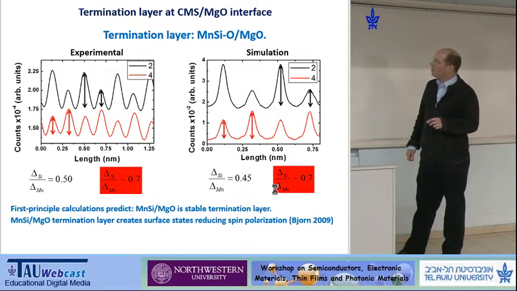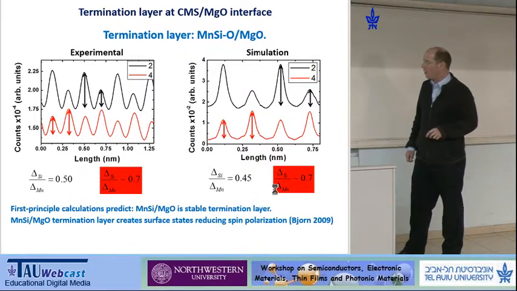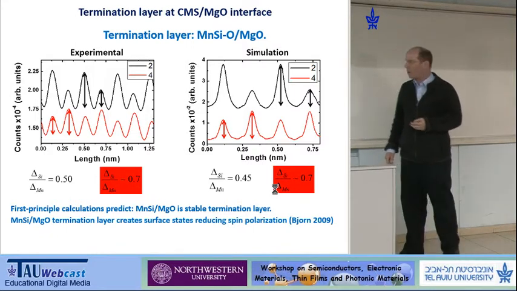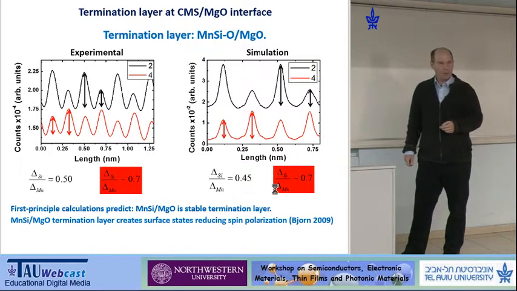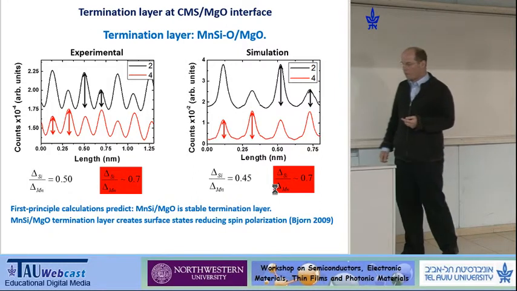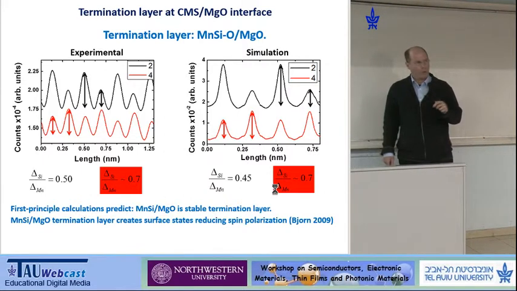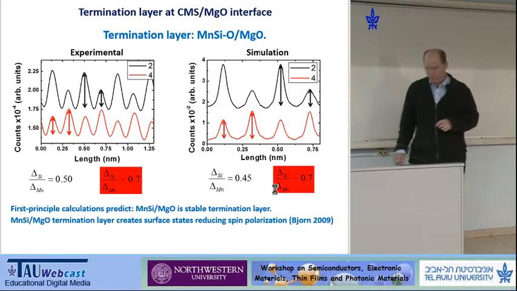So this actually turned out to be an interesting result in the sense that it fits the predictions from calculations. So this is the stable termination layer. Unfortunately, it also creates surface states. And this turns out to be quite critical in reducing spin polarization. So there's been work done on trying to force the interface to be manganese rich, which actually keeps the polarization.